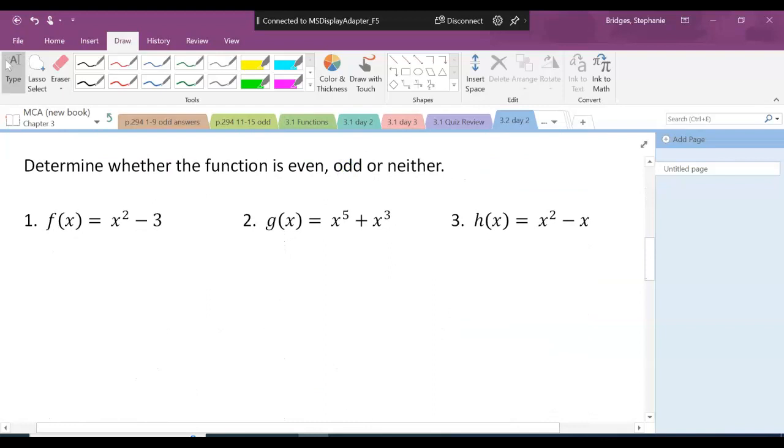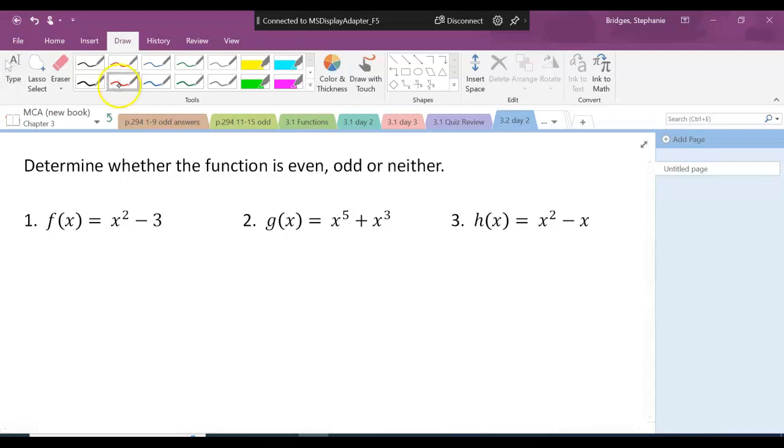All right, so we're going to start with number 1, and the directions are just to determine whether the function is even, odd, or neither. So number 1 is f of x is equal to x squared minus 3. The only place we're plugging in a negative x is the right side of the equation. The f of x doesn't really matter. What matters is everything else, okay?